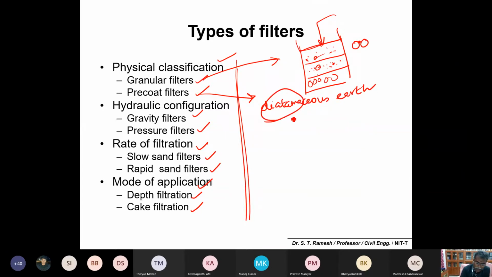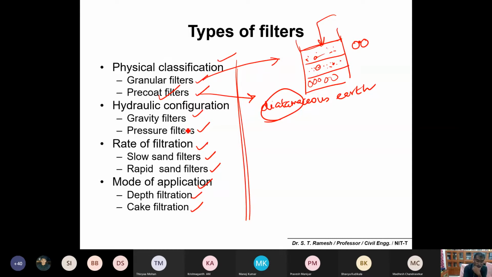Okay, diatoms, you would have come across, or heard about the word. These are marine algae. From marine, for example, inorganic sediments, and you can also pack it. That type of filters you can call pre-coat filters.